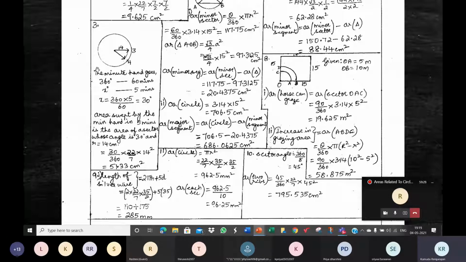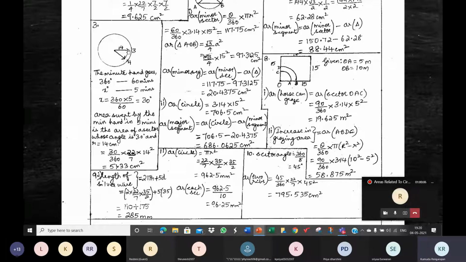You know the radius is 14 centimeters. So we have both the values. Find the area swept: theta, 30 degrees by 360, into pi, into r square, 14 square, and find the value. Is this fine, children? So this question was about finding the area of the sector traced by the minute hand in moving 5 minutes.